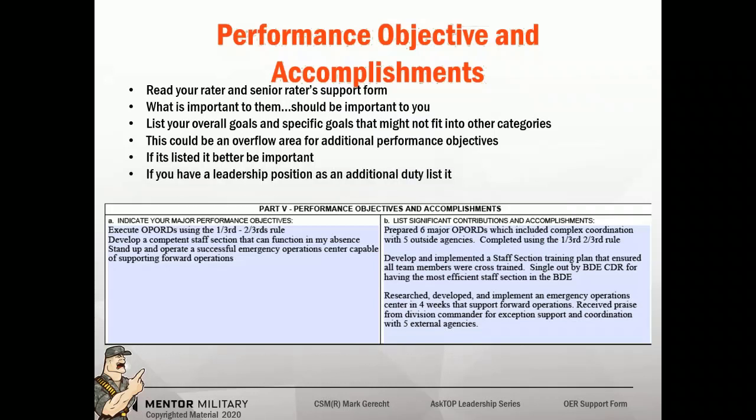If you have a leadership position as an additional duty, which some people might, you might be the S3 officer, but be a platoon leader for the headquarters platoon. Now, that would be extremely rare, but it is possible, and it would need to be discussed in the duty description as well, because it's incredibly important. Let me go back.